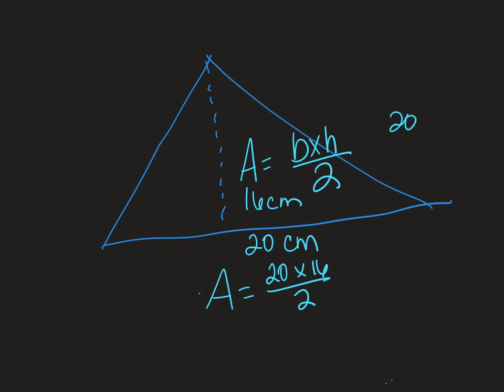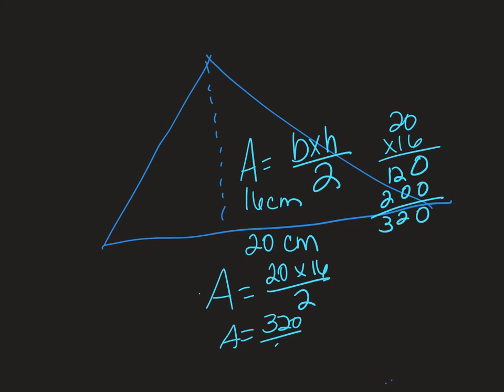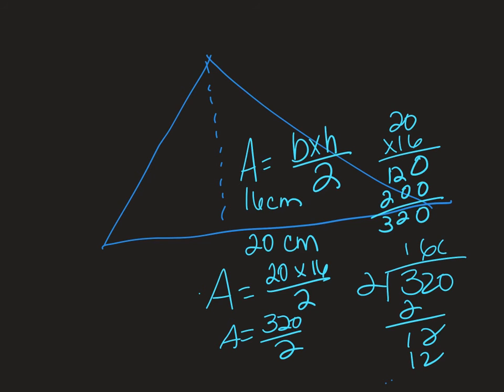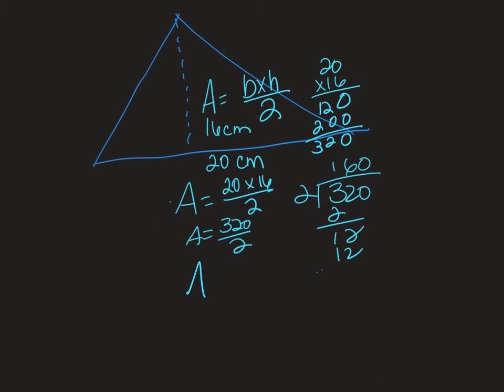So 20 times 16. Okay, so then I have 320 divided by 2. Is that what you got? So 320 divided by 2. So it'd be 160 centimeters squared.